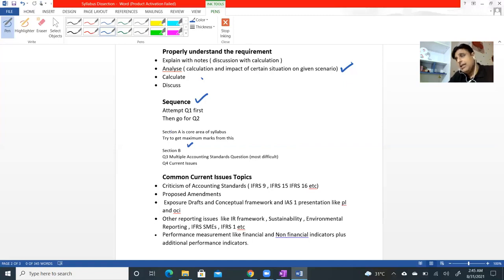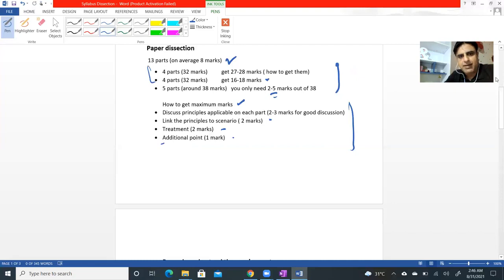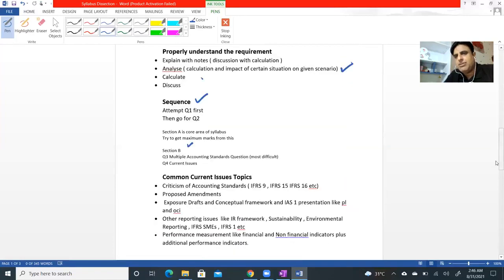Question number 4 will be based on current issues. Now, definitely question number 3 will challenge you. But if you stick to this principle, you will be able to get maximum marks out of it. Discuss the principles, then link the principle to the scenario, treatment, and additional points. If you focus on these 4 points, even in the most difficult part, you will be able to get reasonable marks.